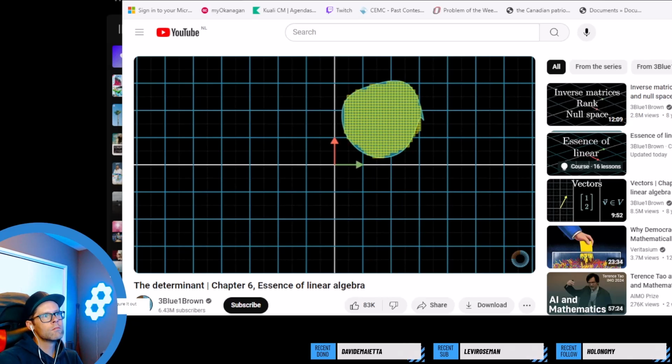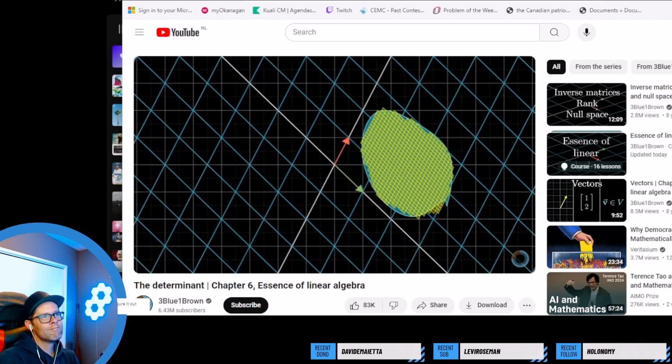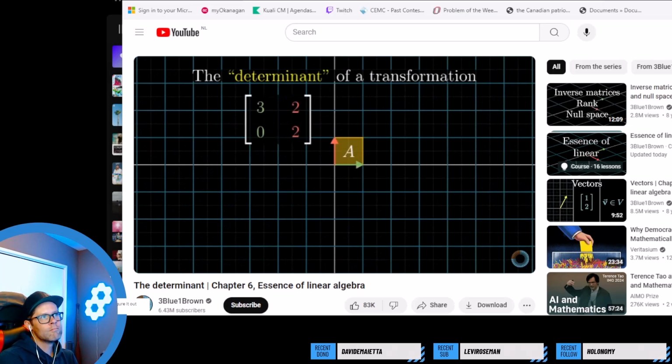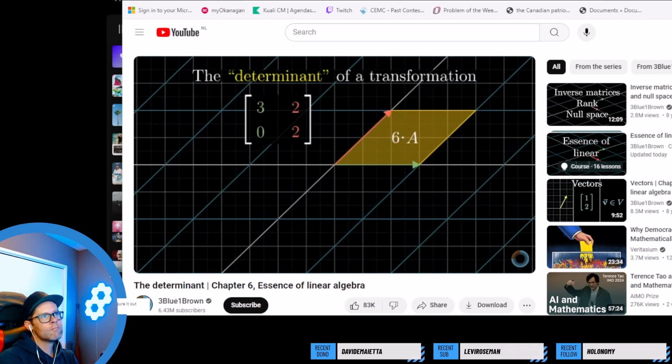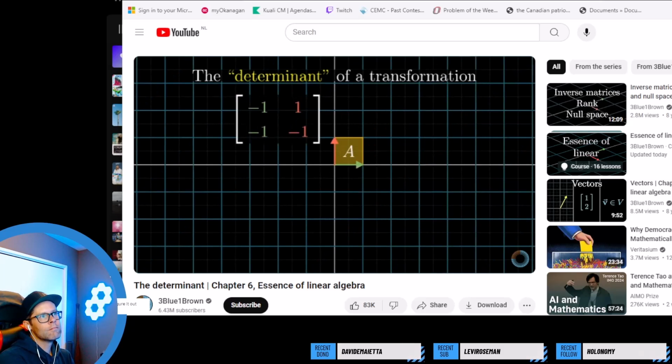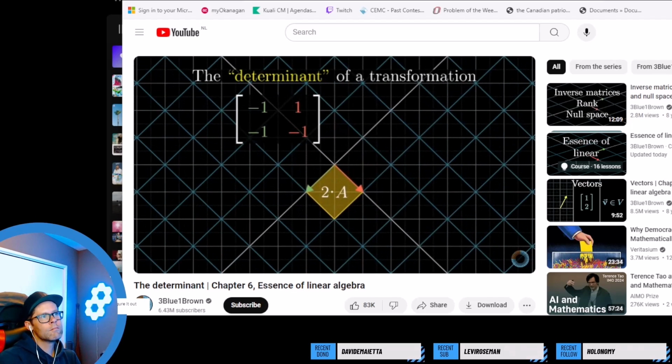So, since the areas of all those tiny grid squares are being scaled by some single amount, the area of the blob as a whole will also be scaled by that same single amount. This very special scaling factor, the factor by which a linear transformation changes any area, is called the determinant of that transformation. I'll show how to compute the determinant of a transformation using its matrix later on in this video, but understanding what it represents is, trust me, much more important than the computation.